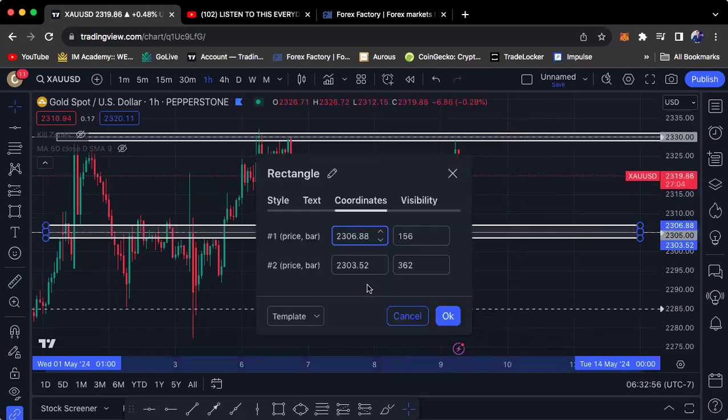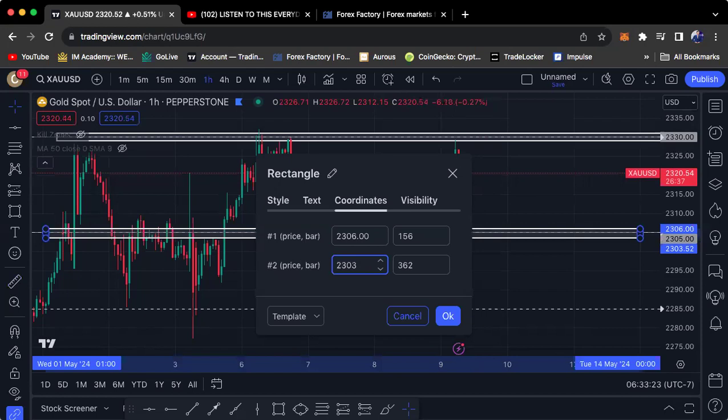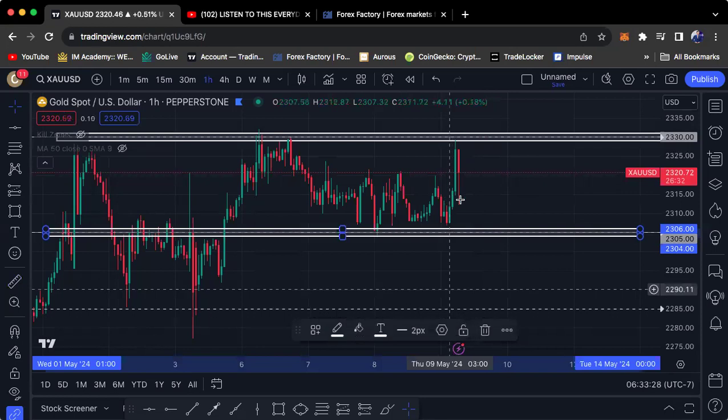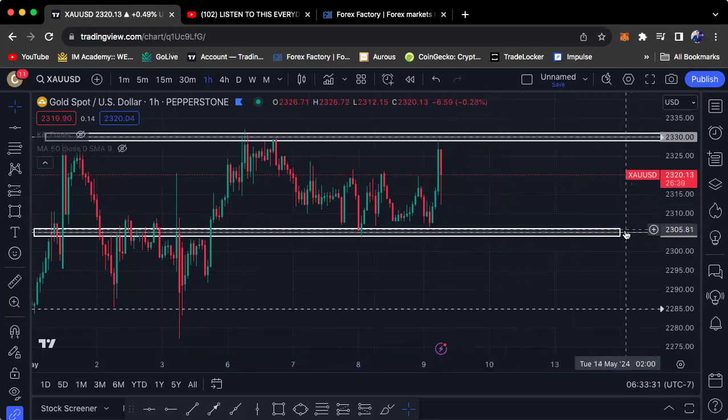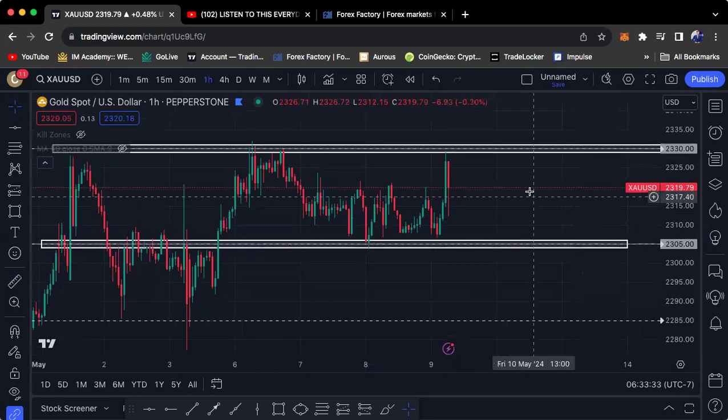Because gold can move quick. It can give you 100, 150 pips plus on a daily basis. Like that's easy. I only catch at least 100 pip, 150 pip moves on a daily basis. Yesterday I caught like over 100 pips. I don't look for anything less. So boom. There goes my support level.